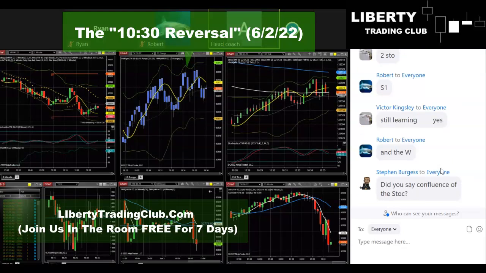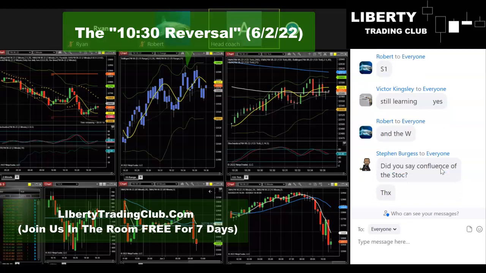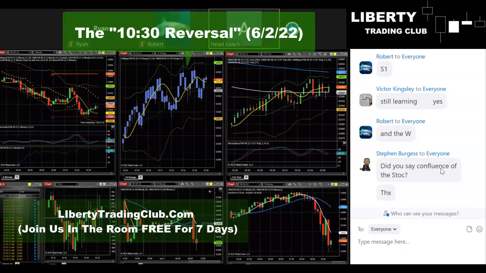Confluence. No, the confluence is S1, Stephen. S1 is a support level. It's a pivot level occurring at 1030. I'm not saying you have to take the long trade. We don't want newbies to do this, but you should know why I took the long trade.